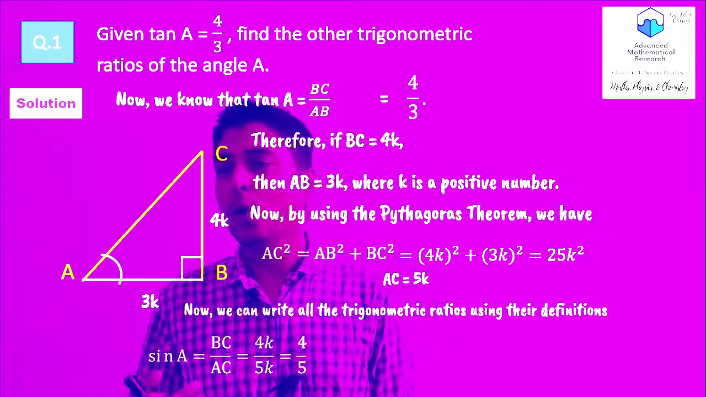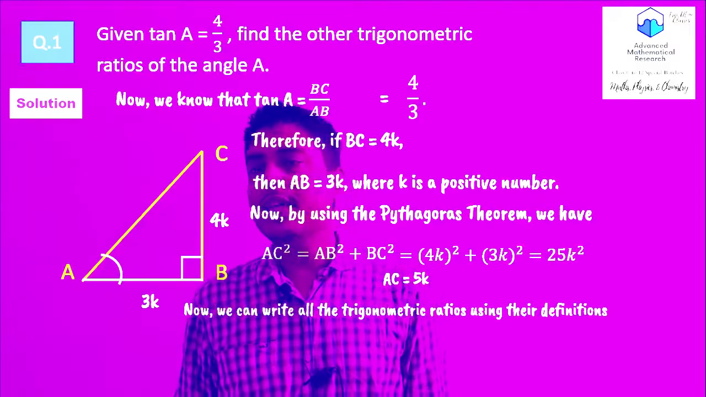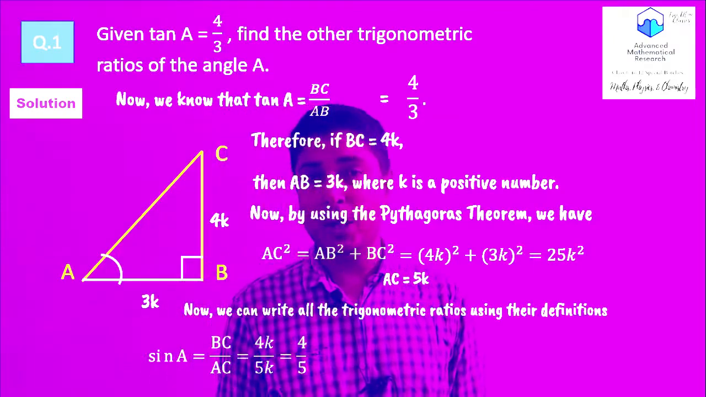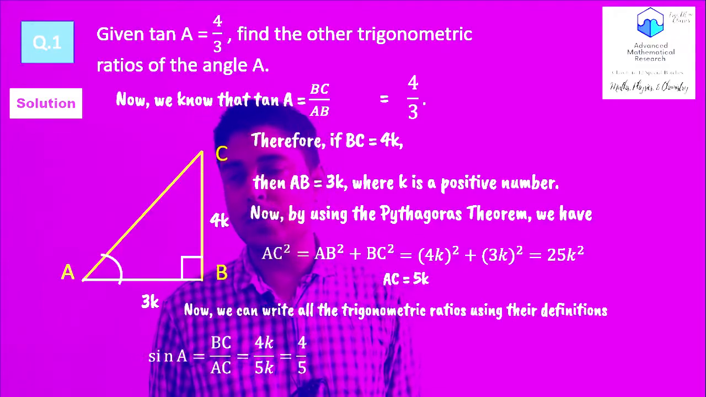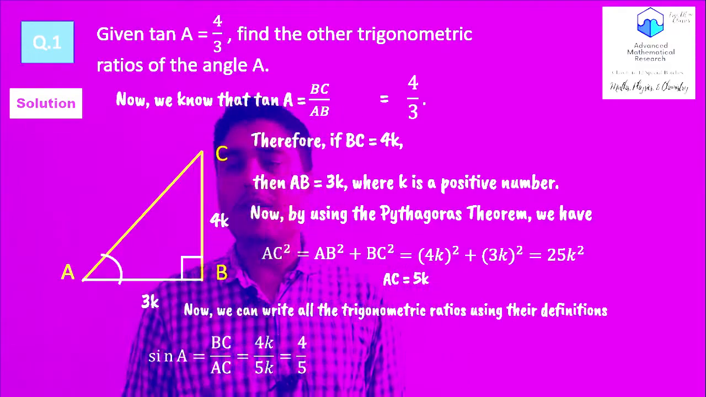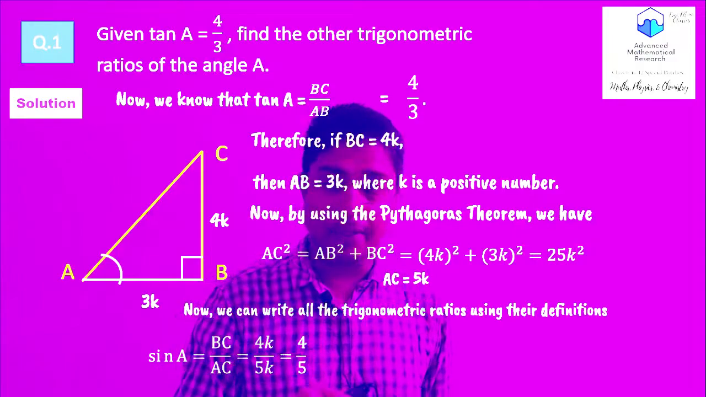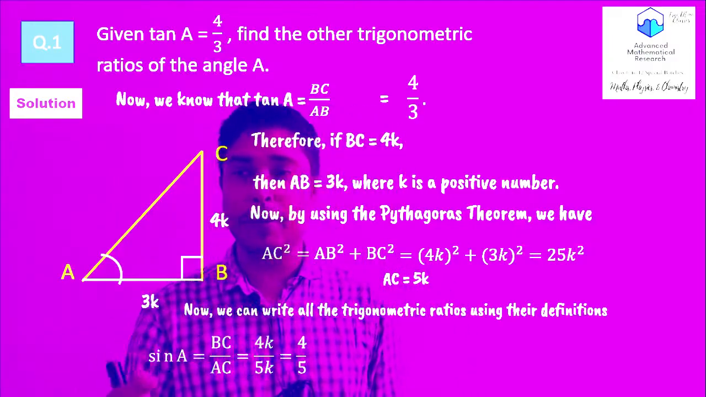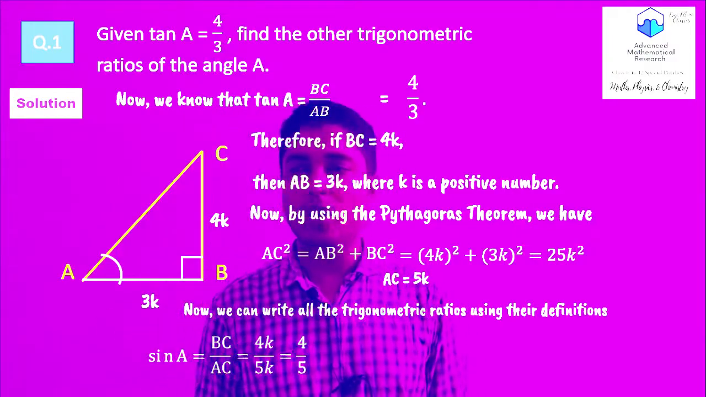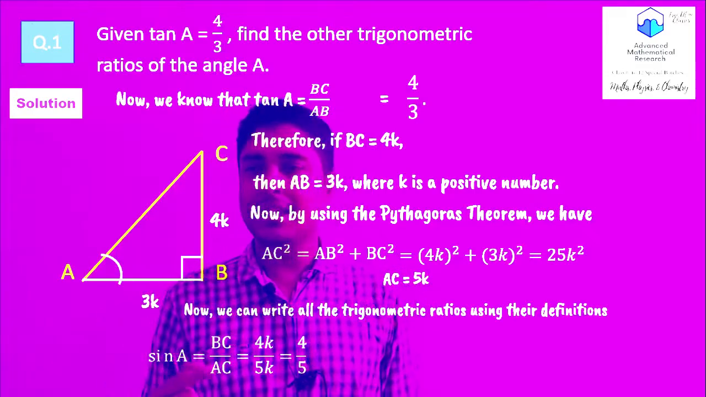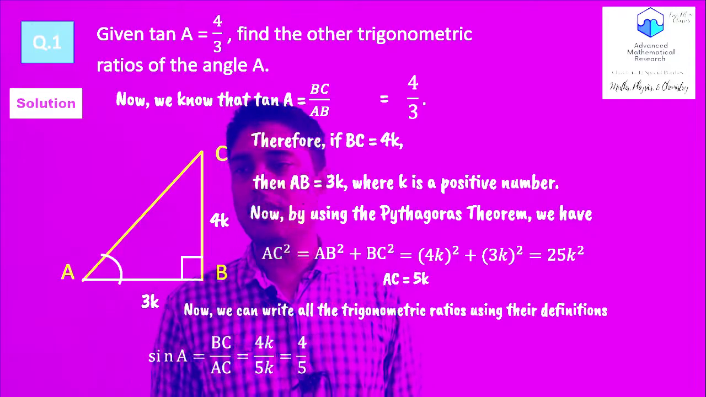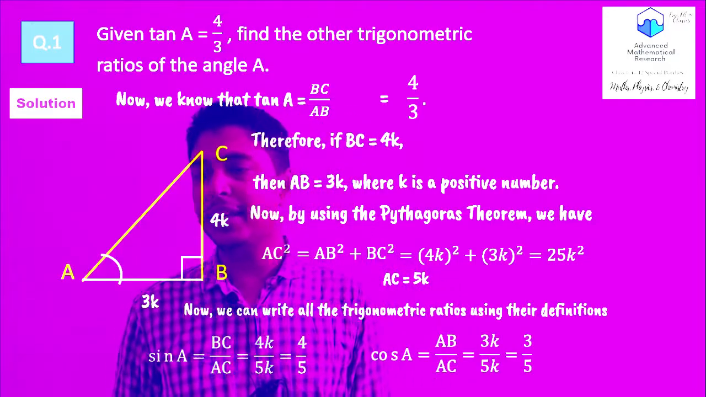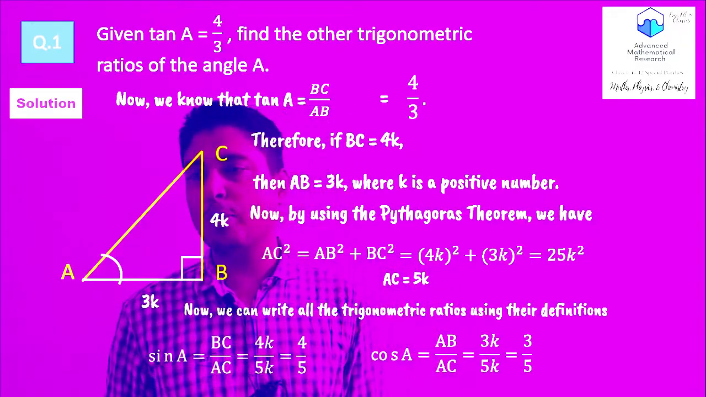So what will be sine of A? Anyone? Yes, sine of A must be equal to perpendicular divided by hypotenuse. So perpendicular is BC. Why? Because we are considering the angle A. Remember, we are considering the angle A, hence my perpendicular is BC. So sine of A must be equal to BC divided by AC. We know the value of BC, we know the value of AC, we will put them in and we will get the answer, that is sine of A is 4 upon 5.